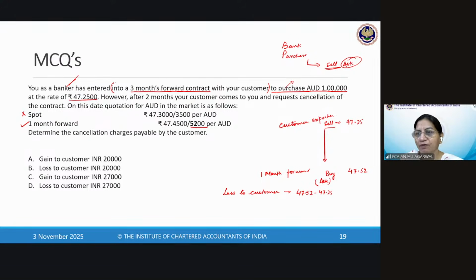Okay, so 47.25 and 47.52, the difference is once again 0.27, but now multiplied by 100,000, so it's 27,000. Loss to the customer, INR 27,000, right? These are the cancellation charges which are payable by the customer. Okay.